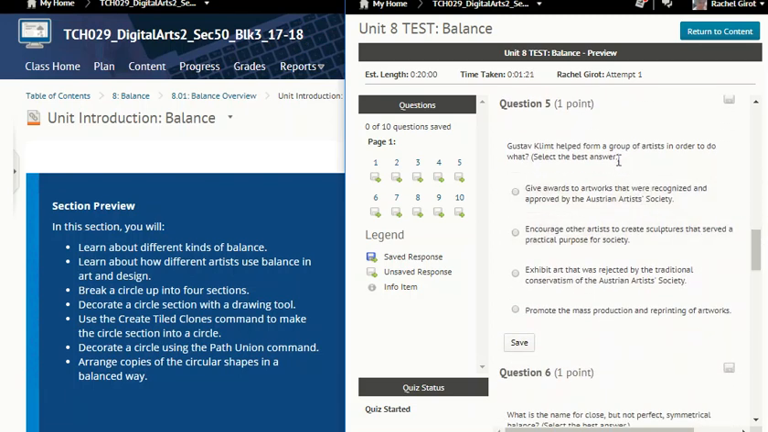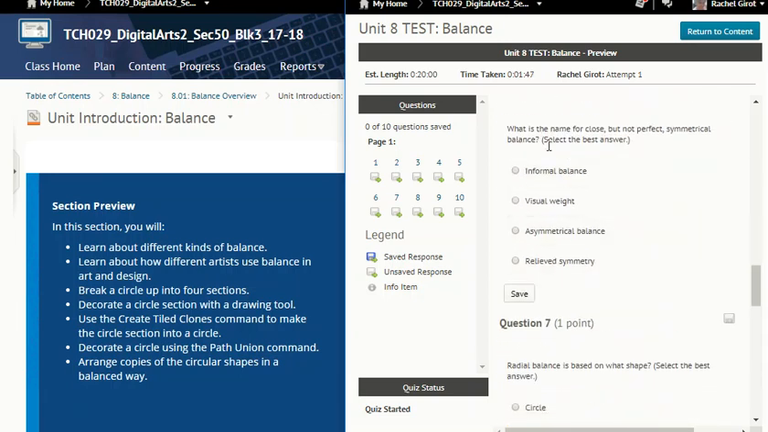Question 5. Gustav Klimt helped form a group of artists in order to do what? Give awards to artworks that were recognized and approved by the Austrian Artists Society, encourage other artists to create sculptures that served a practical purpose for society, exhibit art that was rejected by the traditional conservatism of the Austrian Artists Society, or promote the mass production and reprinting of artworks? Question 6. What was the name for close but not perfect symmetrical balance? Informal balance, visual weight, asymmetrical balance, or relieved symmetry?